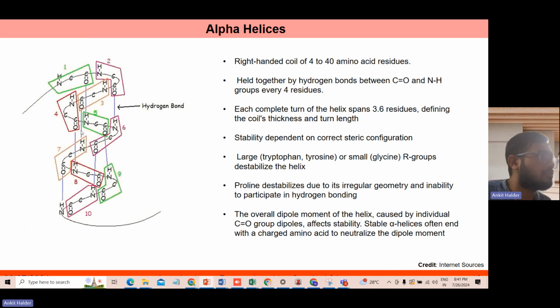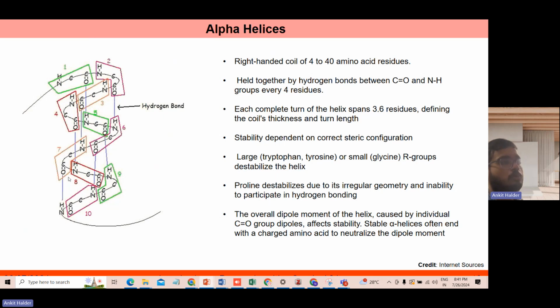Now 3 and 7 will have a hydrogen bond. Finally 4 and 8, then 5 and 9. In this way, the structure is formed for the alpha helix. Whenever an alpha helix is formed like this, it is 1 and 5, 2 and 6, 3 and 7. In this way, it keeps on going and forms the alpha helix.